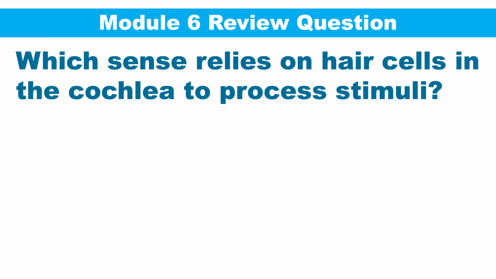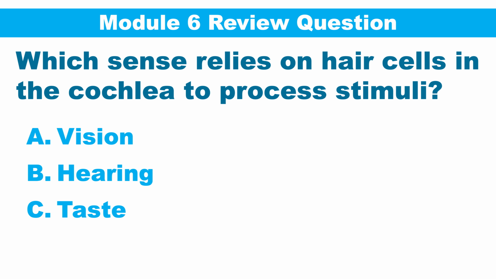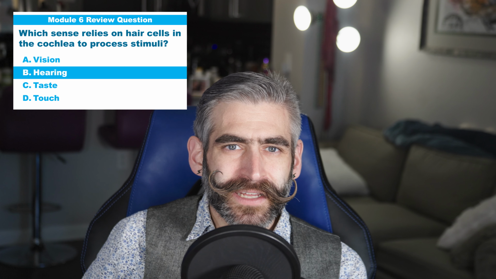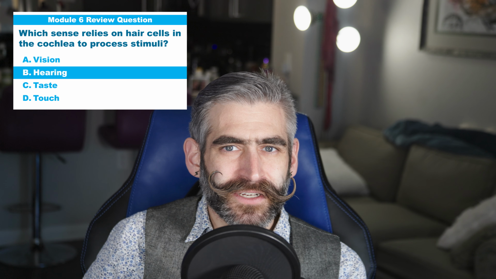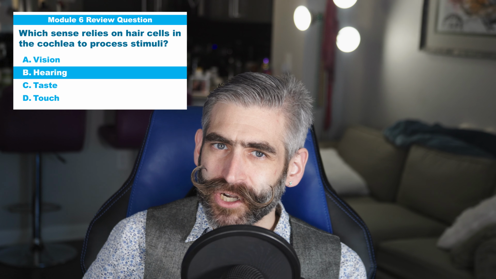day. Which sense relies on hair cells in the cochlea to process stimuli? Is it A, vision, B, hearing, C, taste, or D, touch? If you said B, hearing, you nailed it. The cochlea is where sound waves are converted into neural signals that your brain can interpret.